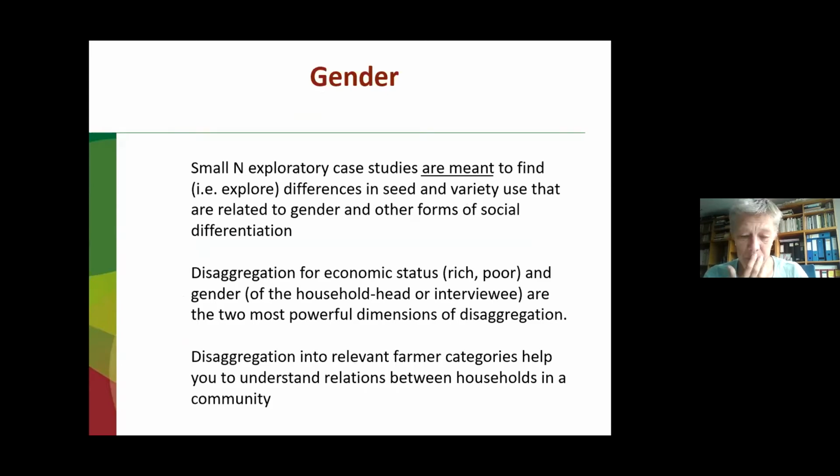Before going into some more detail about the application of the tool, let me say something about gender, because it influences the use of the tool. Small and exploratory studies are meant to find, that is to explore, the differences in seed and variety use that are related to gender and other forms of social differentiation. Disaggregation in categories of farmers for economic status, rich and poor, and gender, like of the household head or the interviewees, are the two most powerful dimensions of the disaggregation that we have experienced in our studies so far. Disaggregation along those lines into relevant farmer categories helps you to understand the relation between households in a community.